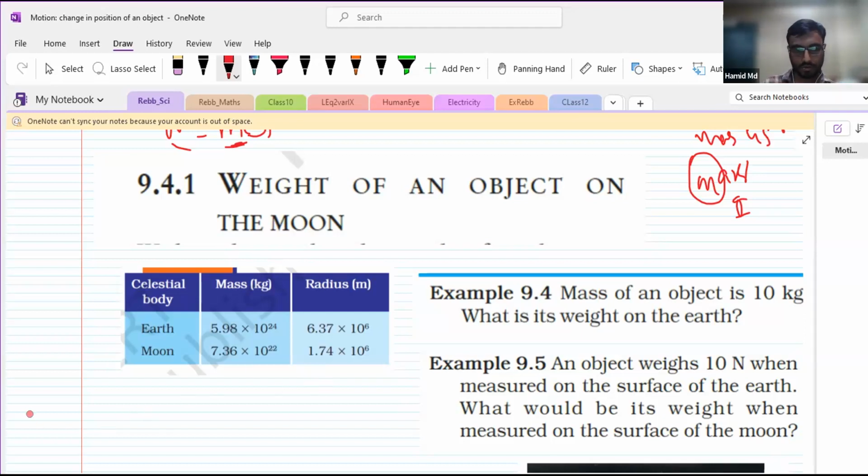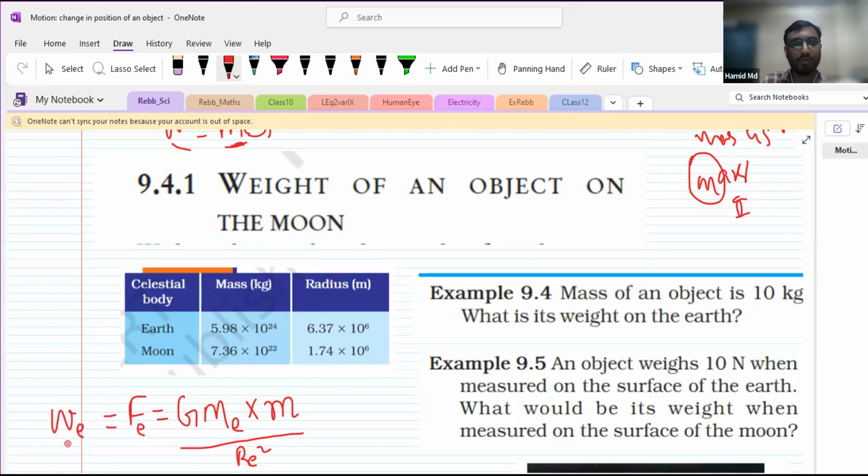So first, we have to calculate the weight. This is the same gravitational rule. F is equal to G times the mass of Earth into the mass of that object m, divided by the radius of Earth squared. This is the force on an object at Earth. We may replace it with W_E on an object. So keep this as it is.